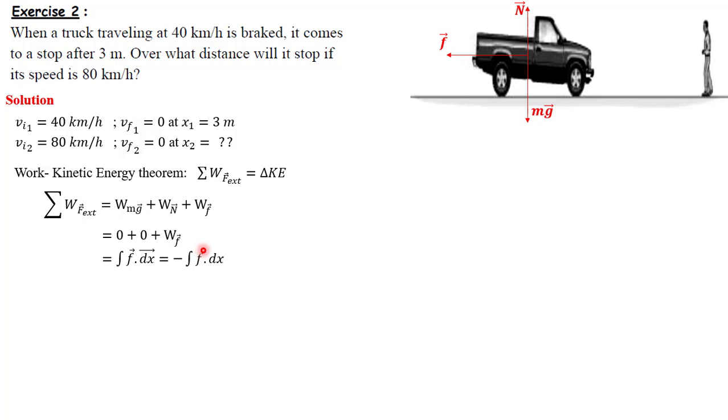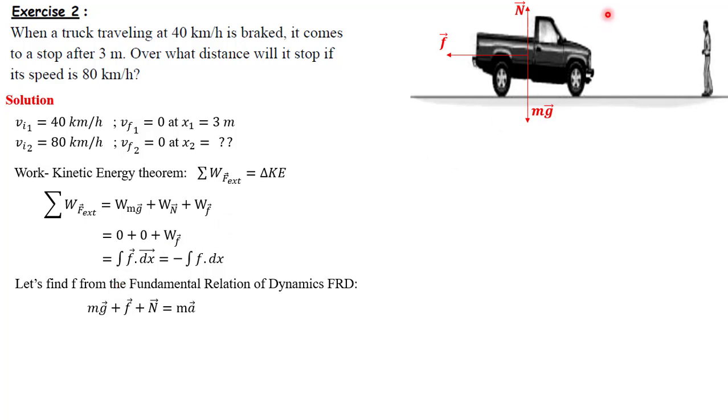No, but we can find it by using the fundamental relation of dynamics. So let's find the friction force from the fundamental relation of dynamics. So let's consider our system, the truck, and we can write that the sum of the external forces is equal to MA, and the forces are mg, vertical downward, plus N, vertical upward, plus friction force equal MA. So since we want to find the friction force, and the friction force is equal to mu times N, we have to find first what is N.